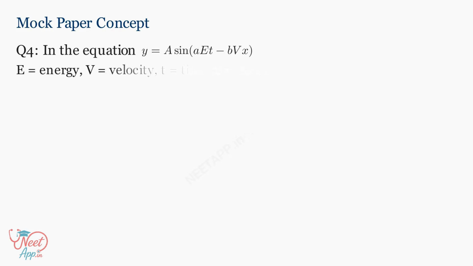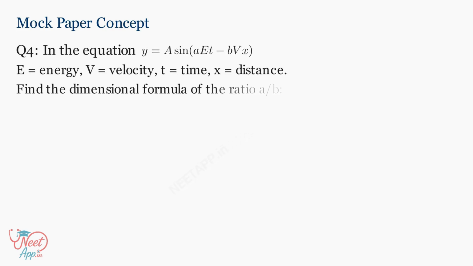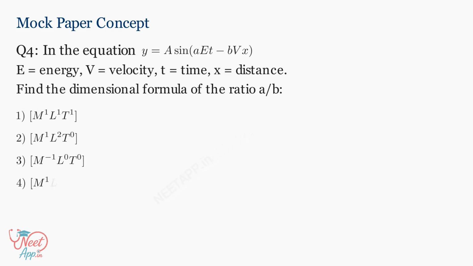Question 4 tests a high-yield mock paper concept, the dimensionality constraint of arguments. The question gives us a wave equation, y equals a sine of (AET minus BVX). It asks for the dimensional formula of the ratio A over B.